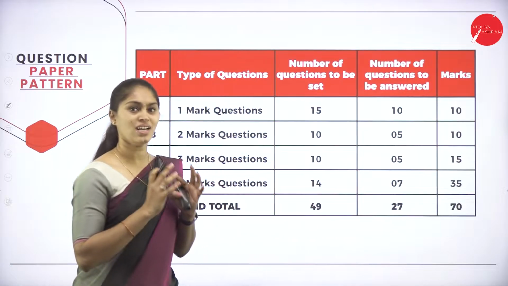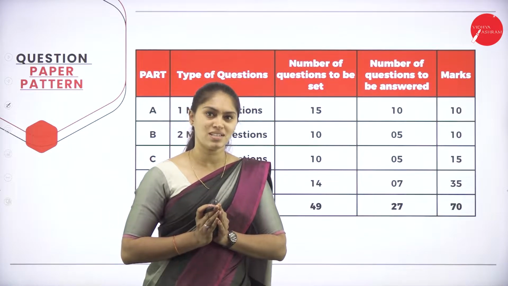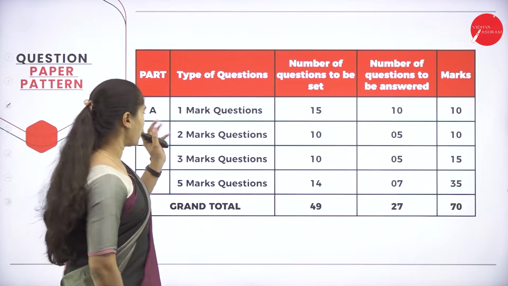So we already know the structure of the second PUC computer science paper. So that is what you can see here.